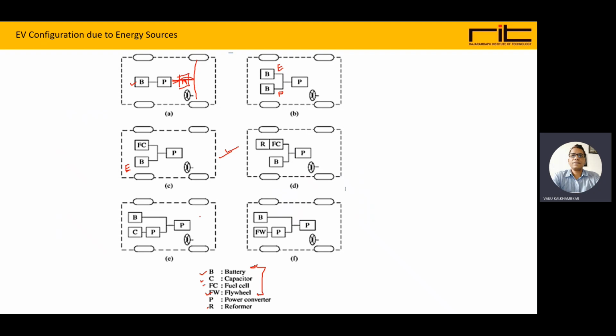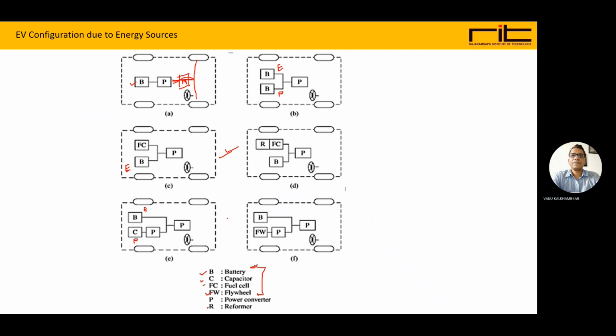The next combination is a battery with a supercapacitor. So the battery will take care continuously of the energy requirement, and the capacitor will provide the power requirement. So with the support of these two sources, the range of the vehicle will be increased, the power requirement will be fulfilled, and overall efficiency will also increase.